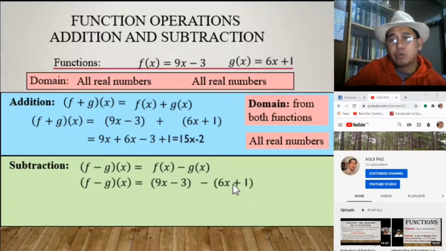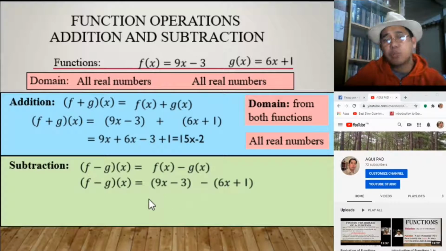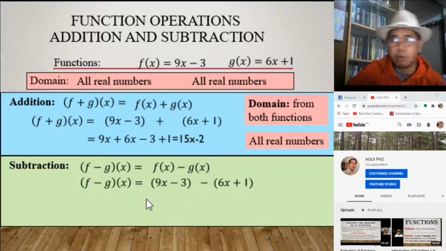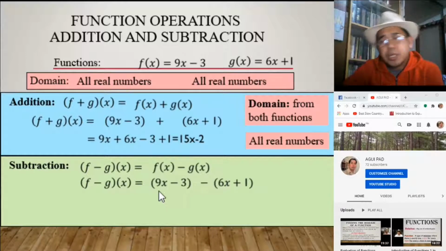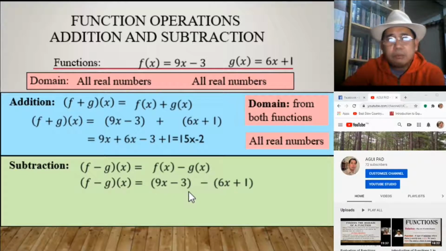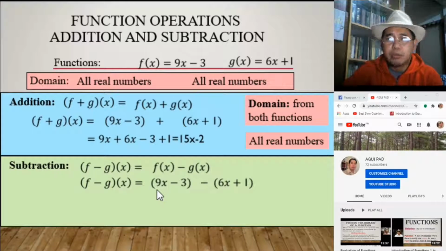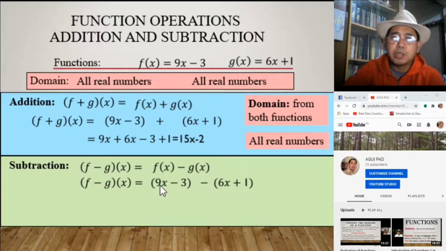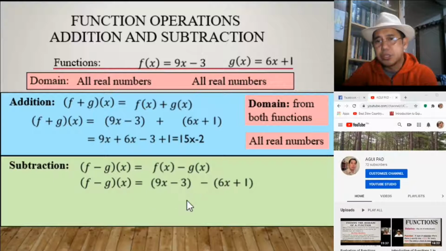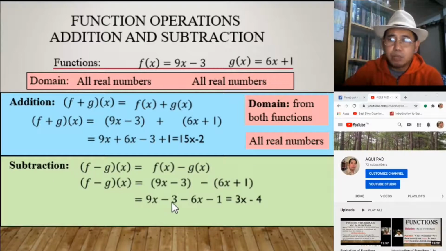Now we're going to subtract. When we subtract, of course, we will remove the enclosure symbol. So if a binomial is a positive binomial, immediately you can remove the enclosure symbol. Like, for example, this one, the quantity 9x minus 3. You can just say 9x minus 3.